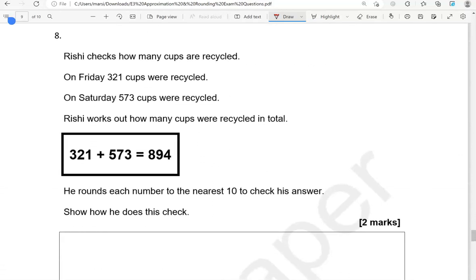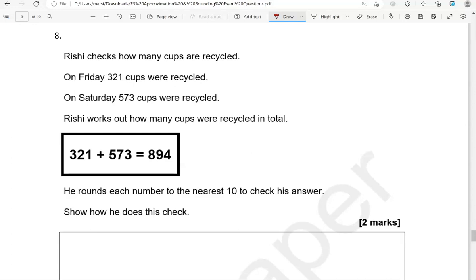Rishi checks how many cups are recycled. On Friday, 321 cups were recycled. On Saturday, 573 cups were recycled. Rishi works out how many cups were recycled in total. So 321 add 573 equals 894. He rounds each number to the nearest 10 to check his answer. Show how he does this check.